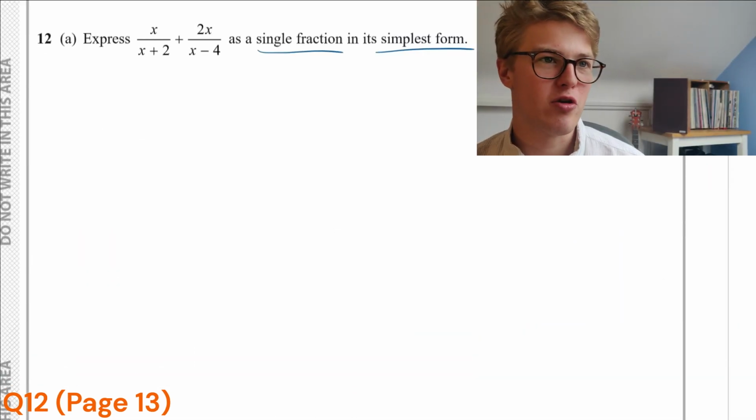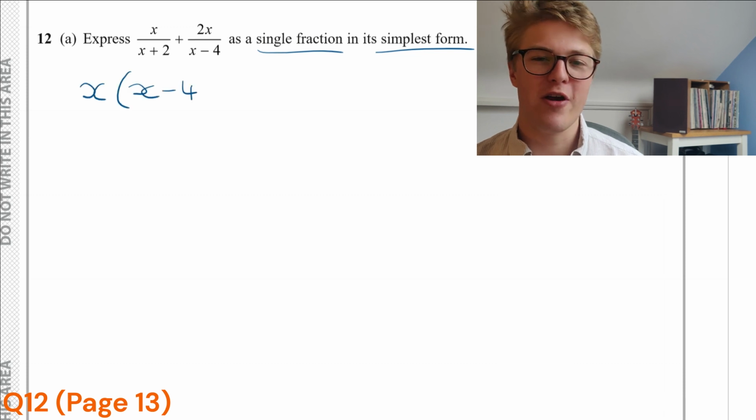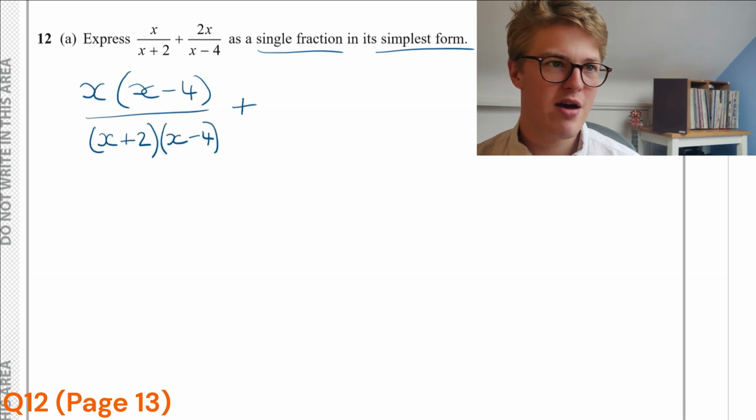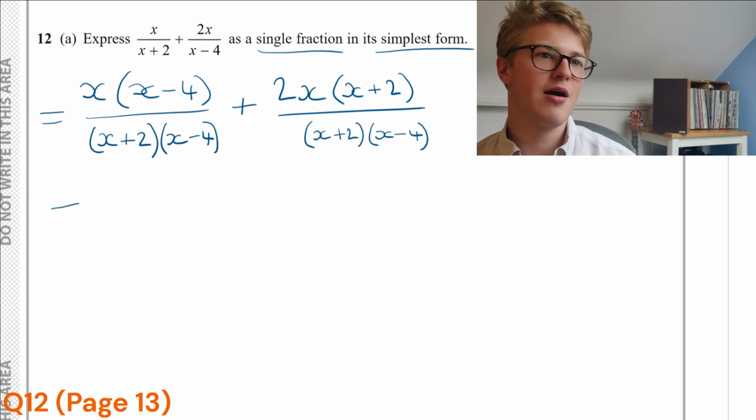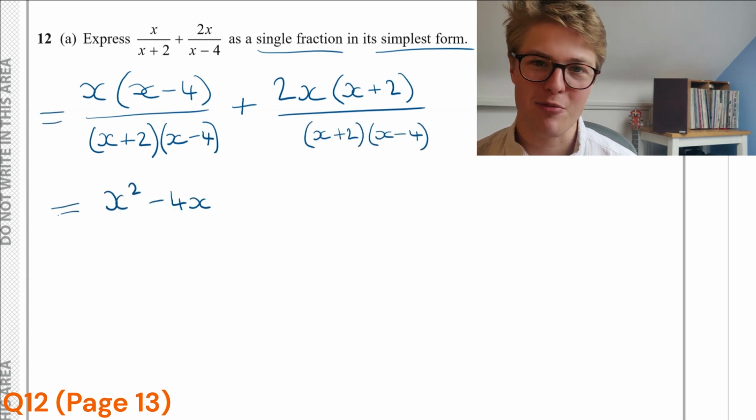Write x over x plus 2 plus 2x over x minus 4 as a single fraction in its simplest form. So the first thing we do is we make the denominators the same. So we have x times x minus 4 over x plus 2 times x minus 4, plus 2x times x plus 2 over x plus 2 times x minus 4.